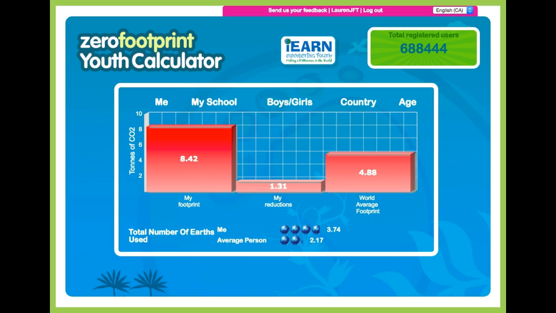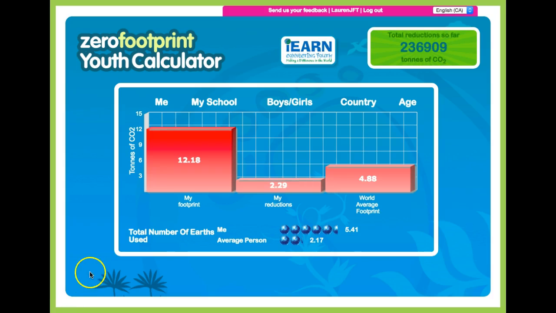Once students have completed the interactive, they will analyze graphs to determine how their impact compares to others by clicking the tabs at the top of the screen. For example, for this sample scenario, the student's footprint is 12.18 tons of CO2. Implementing the changes they chose, such as walking or biking to school, would reduce their impact by 2.29 tons. This compares to the world average of 4.88 tons.